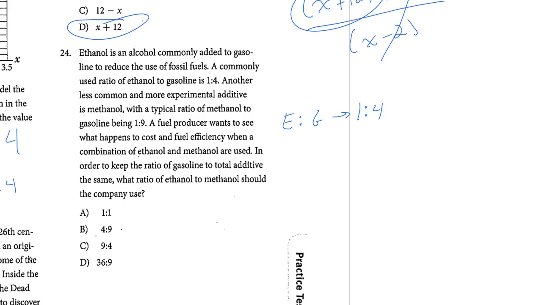Another less common and more experimental additive is methanol, with a typical ratio of methanol to gasoline, so M to G, I should say, of 1 to 9. A fuel producer wants to see what happens to cost and fuel efficiency when a combination of ethanol and methanol are used. In order to keep the ratio of gasoline to total additive the same, what ratio of ethanol to methanol should the company use?